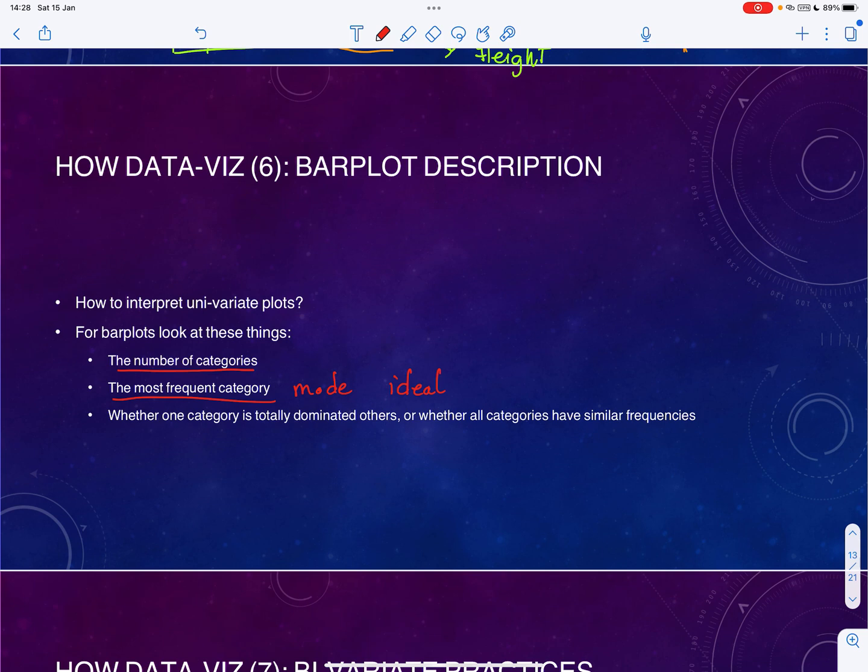And whether one category is totally dominating others, or whether all other categories have been dominated, or whether all other categories have similar frequencies. So similar frequencies is the balanced way that I told you. So if you have the simplest case, 2 categories, let's call them level 1 and level 2. The most balanced case is when they have equal frequencies.